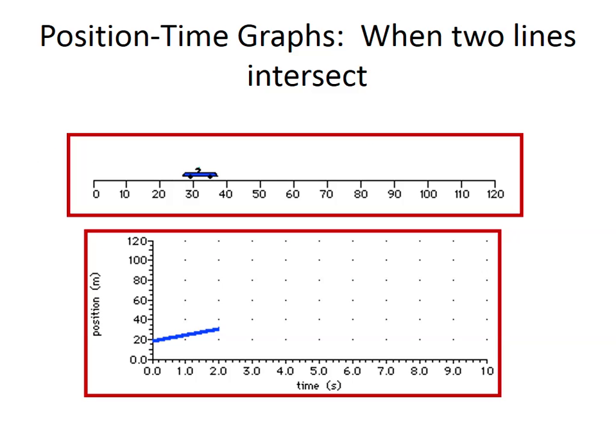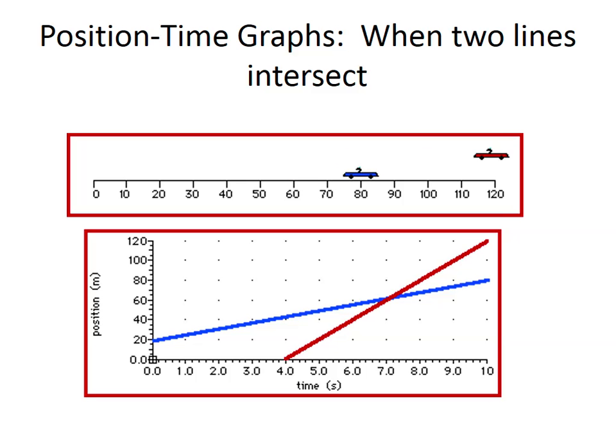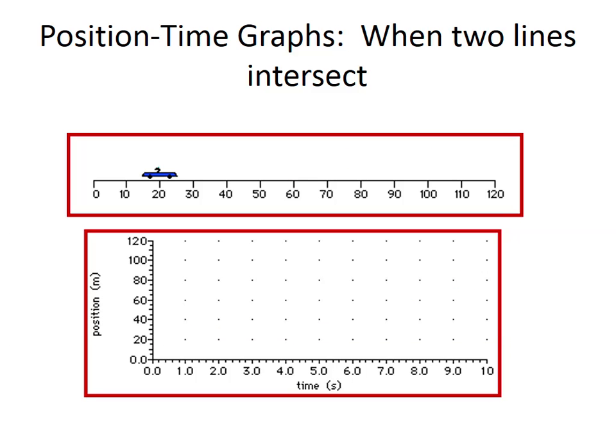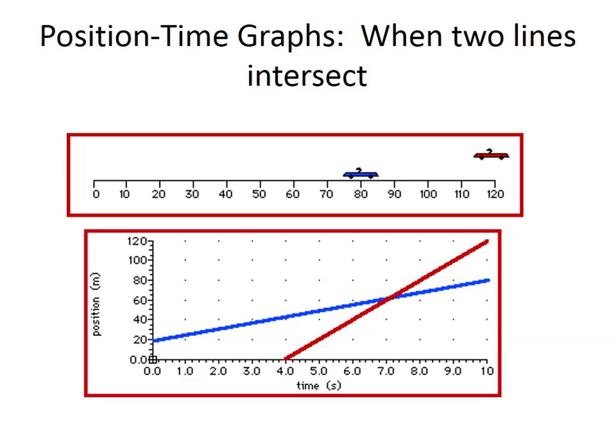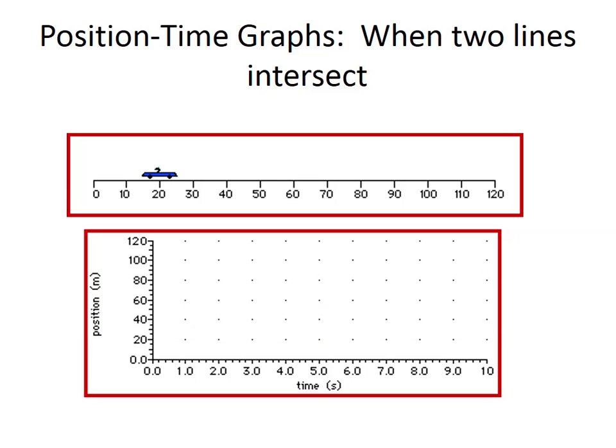All right? How do I know if I have multiple lines? What does that mean if they cross? When two lines intersect, you can see based on this little animation, they cross, that means that at that point, they are at the same position. So what's happening there? One object is about to pass another. They're at the same position at that point.